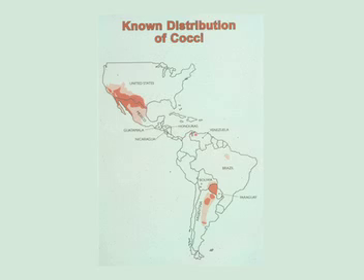Distribution of cocci all over the world is quite interesting and important. It has been found only in the New World, only in the Western Hemisphere, and within the Western Hemisphere, only in certain areas. The southwestern United States and the contiguous areas of Mexico, patches in South America, in Argentina, in Paraguay, and most recently, a small area in Brazil.